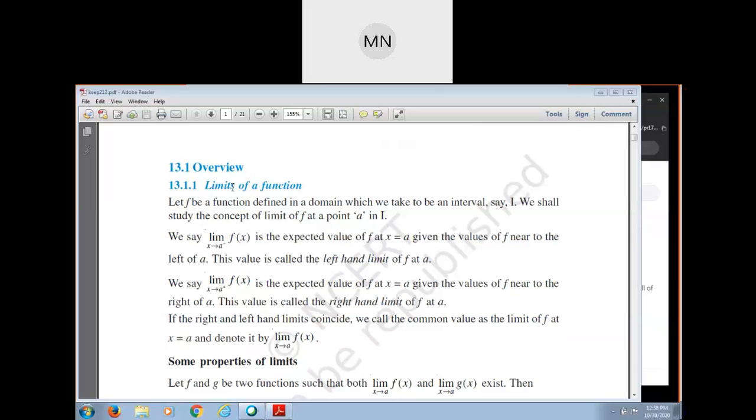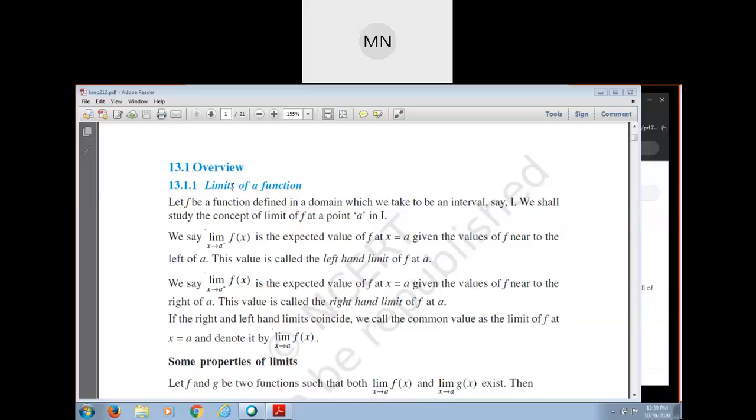For that, first consider a function. Suppose f is a function defined in a domain which is taken to be an interval. We have discussed functions: it gives two values, that means ordered pairs, suppose (x, y). If we choose x equals a, then using the definition of function, you get the value of y. y is f of x.